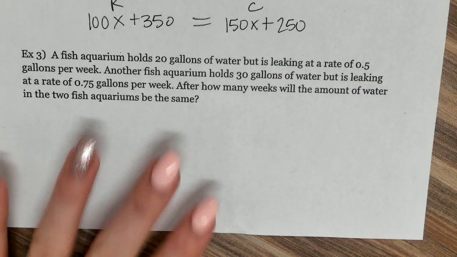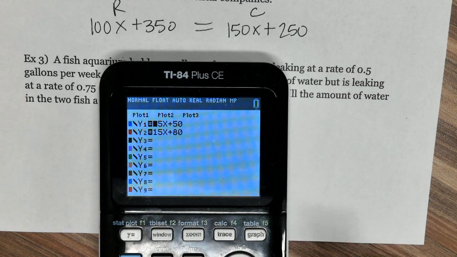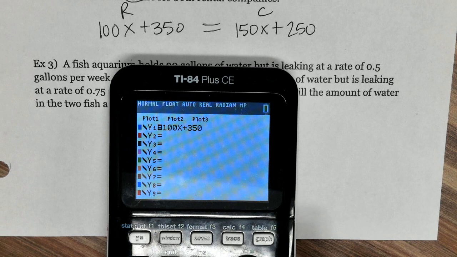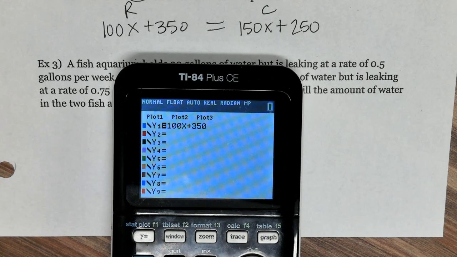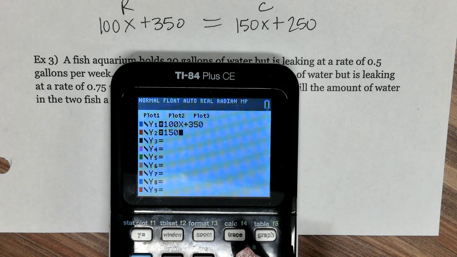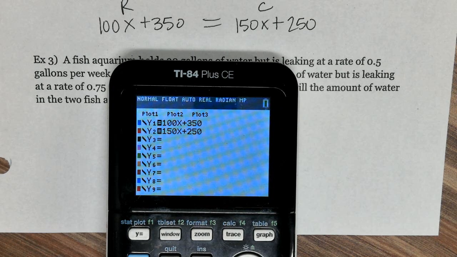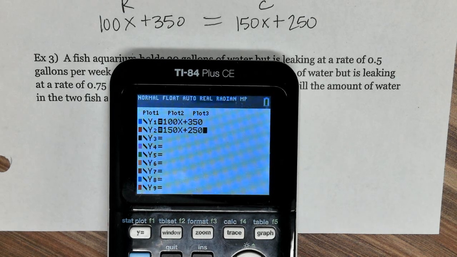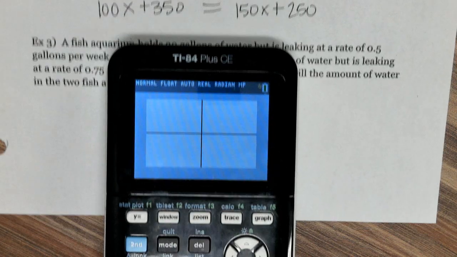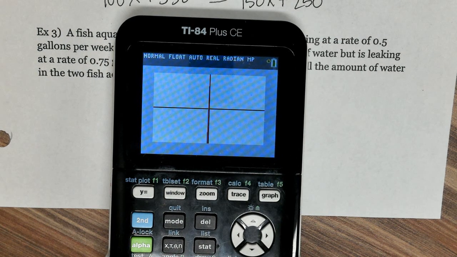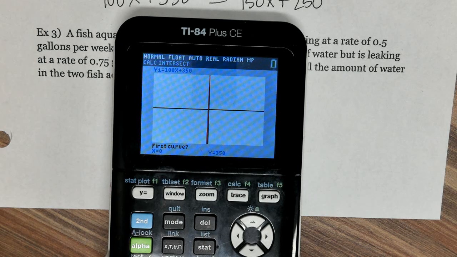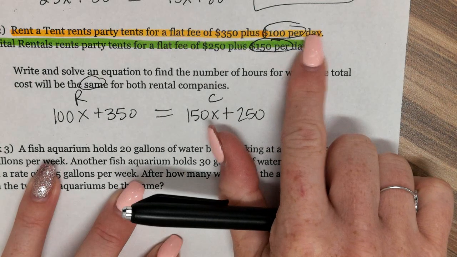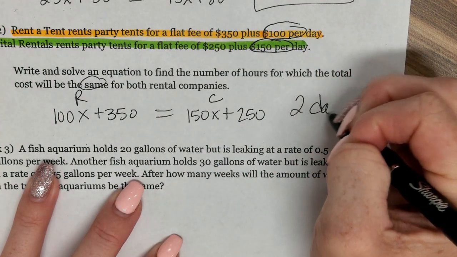All right, let's go to Y equals. Clear everything out. So 100X plus 350 for Y1. For Y2, I'm putting in 150X plus 250. Everybody remembers we're using the X button and not the multiplication button, yes? Second trace, option 5, wait for it to graph. Once the words pop up, enter, enter, enter, and the answer is 2. And what is my answer going to be per what? So 2 days.